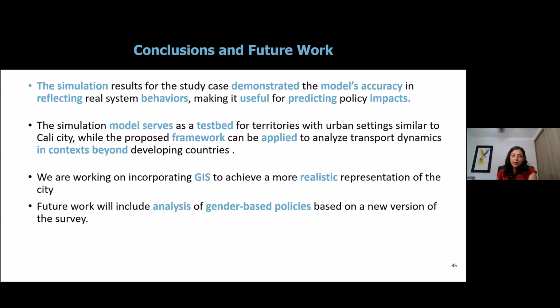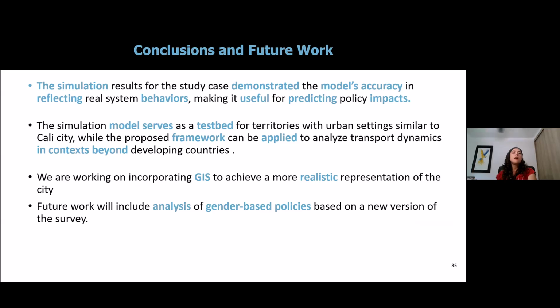We continue working on this. What we are doing right now is that we are incorporating geographic information in collaboration with George Mason University. We are improving the representation of the city and distribution of neighborhoods, and that gives us the possibility to explore a wider range of more options for policies, right? Like things related with the spatial distribution.